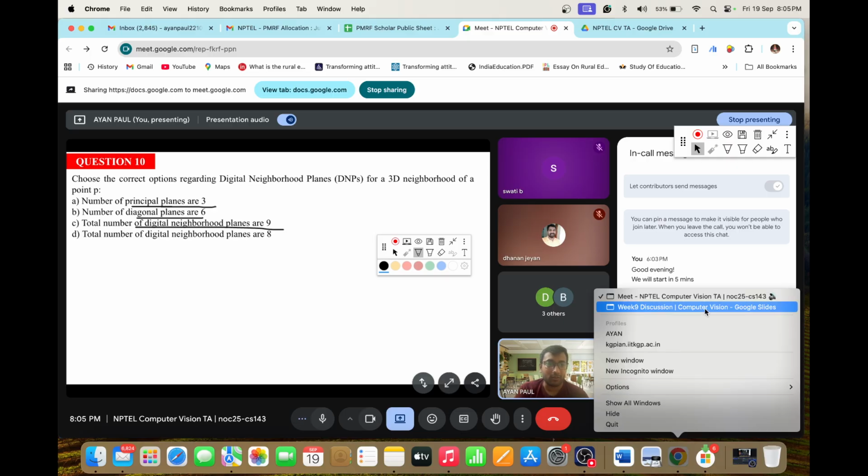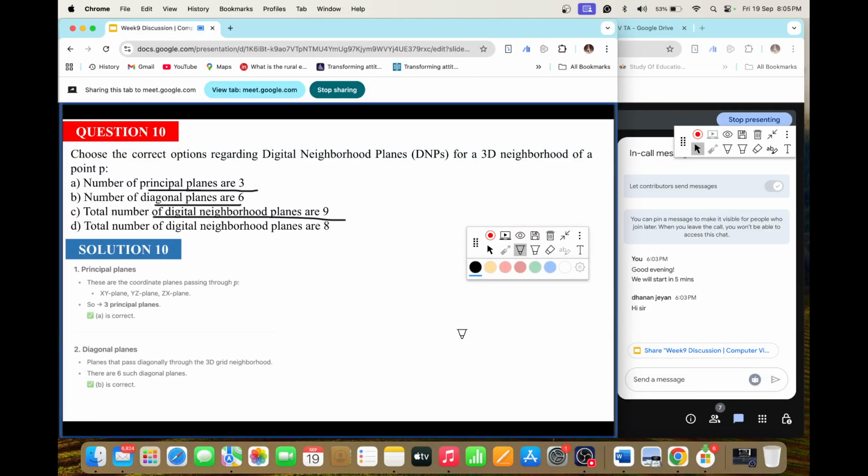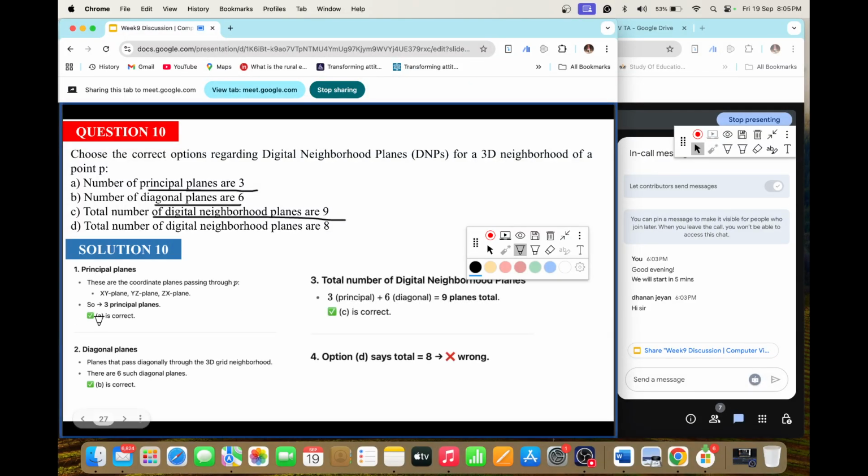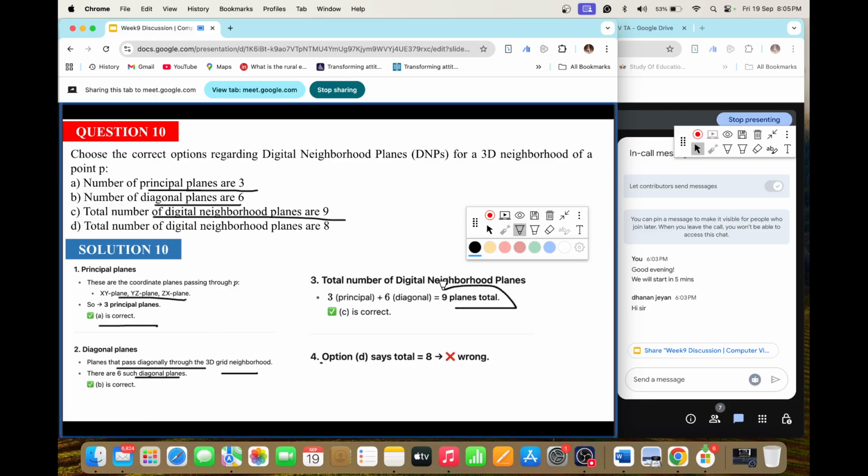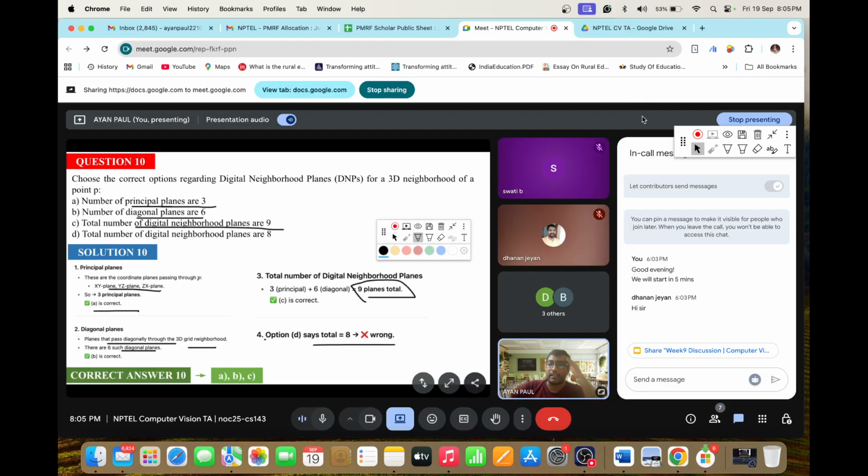So this is the whole theory behind it. We have 3 principal planes, XY plane, YZ and ZX, and 6 diagonal planes that pass diagonally through the 3D grid neighborhood. Total 3 plus 6 equals 9 total DNP planes. So option D is wrong. 8 is wrong. So option A, option B as well as option C are the correct answers.